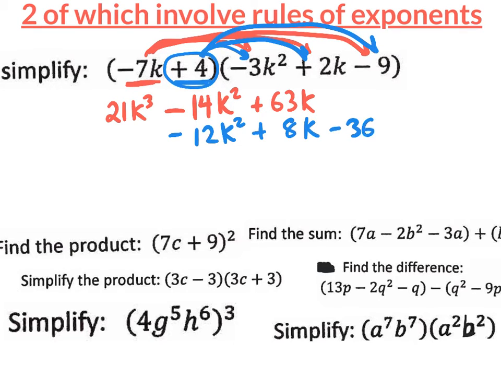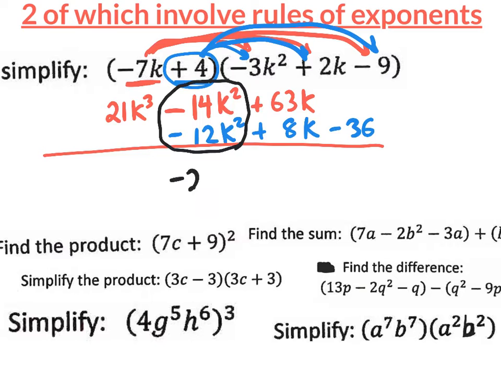We've already done this before. I just want to explain one more time on this video on simplifying. So when you combine the negative 14k squared and the negative 12k squared, it's like if you owe somebody $14 and you owe somebody $12, you're going to owe them 26 of those dollars, k squares. The exponent does not change when you're adding or subtracting. It's only when you're multiplying that exponents change.